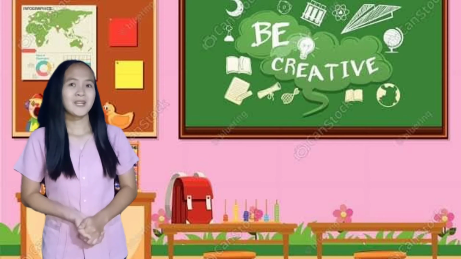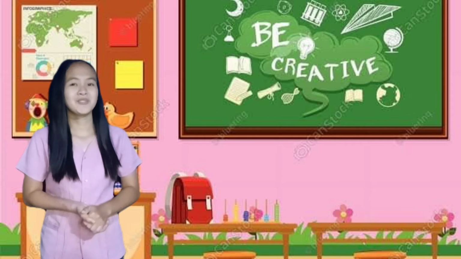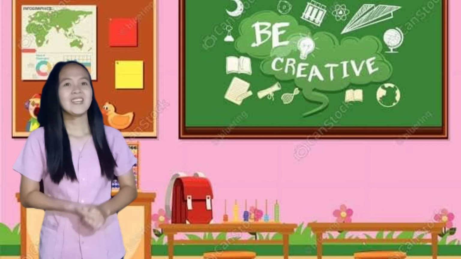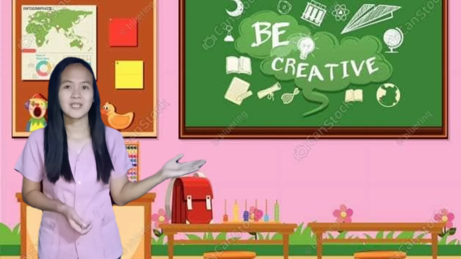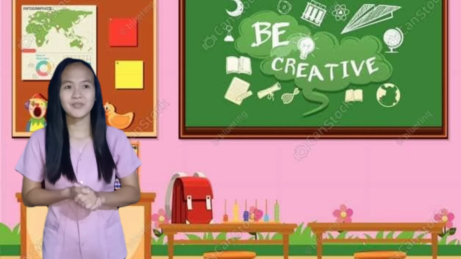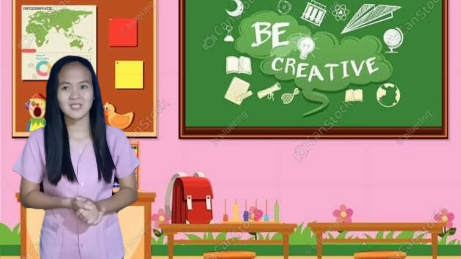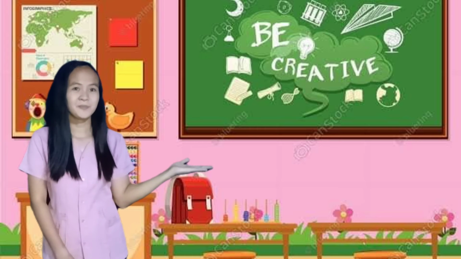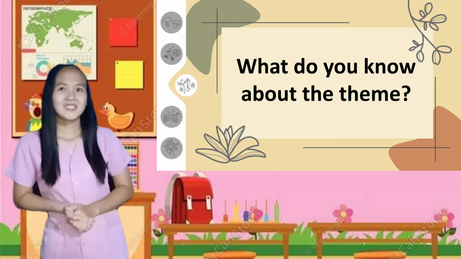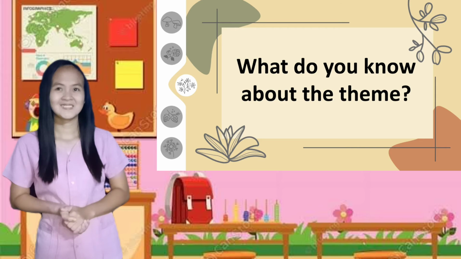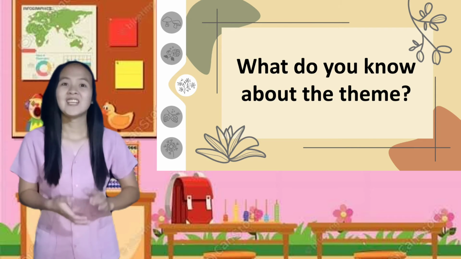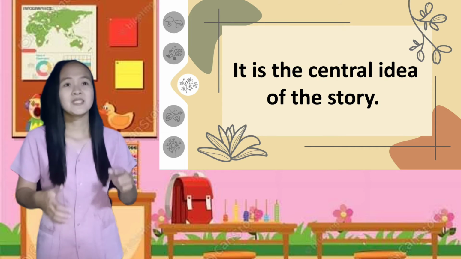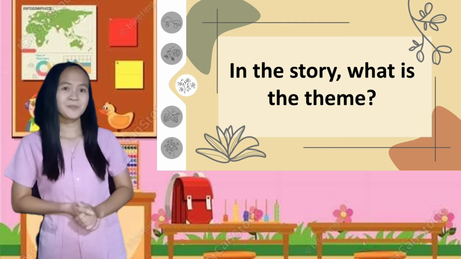Class, what about the conflict of the story that we have read earlier? Yes, you're right. It is person versus person because the countryman refused to give the priest a pear. Let us now proceed to the last element, the theme. What do you know about the theme? Very well said. It is the central idea or belief of the short story. In the story, what is the theme?